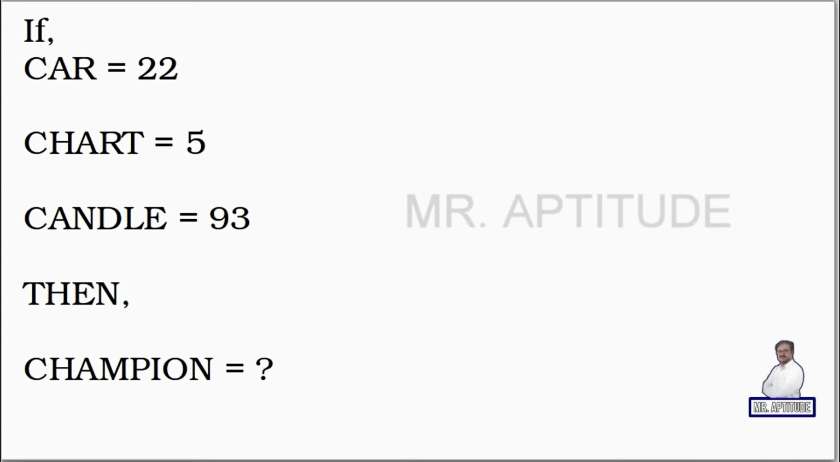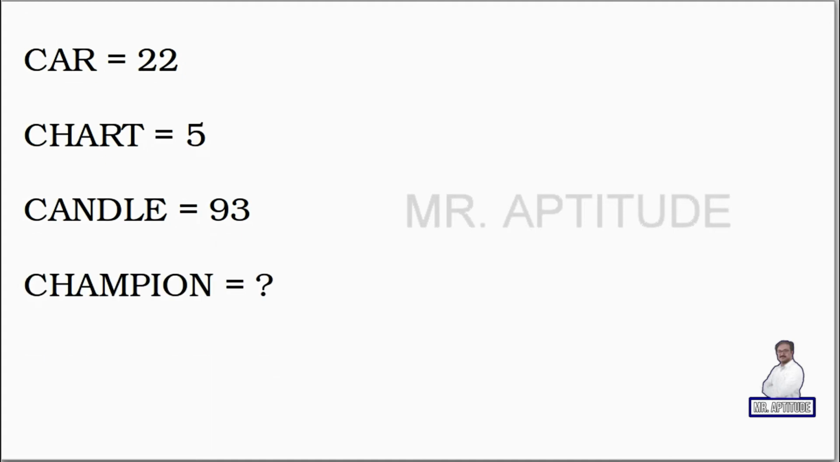If you look at this question, if car equal to 22, chart equal to 5, candle equal to 93, then champion equal to. Let us see. Car is a 3-letter word and chart is a 5-letter word. If you look at these two words, each and every letter of the word car is present in the word chart. C-A-R. But still, car has a greater value than chart.